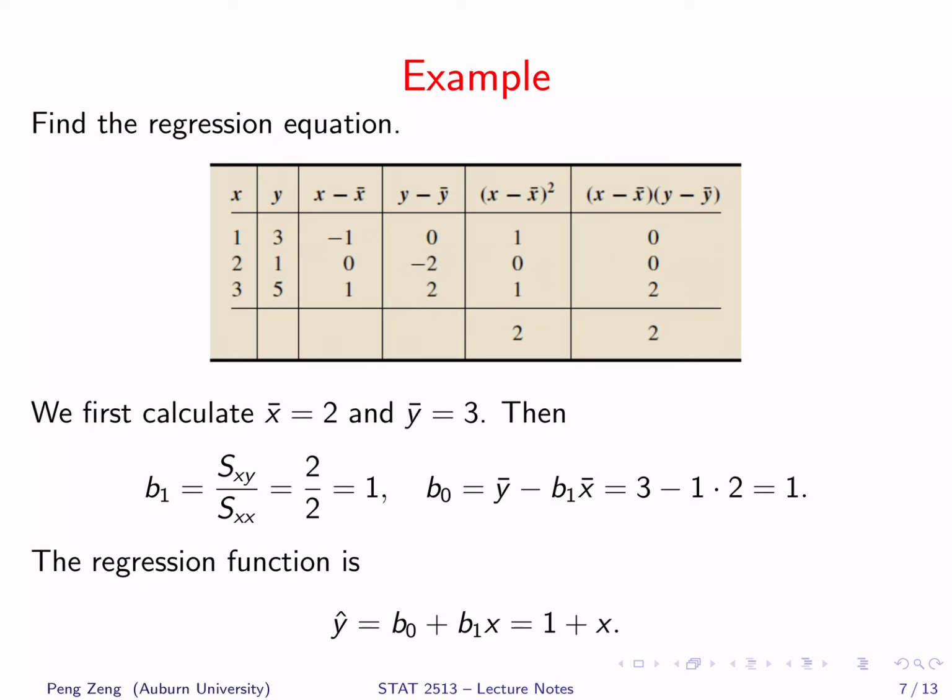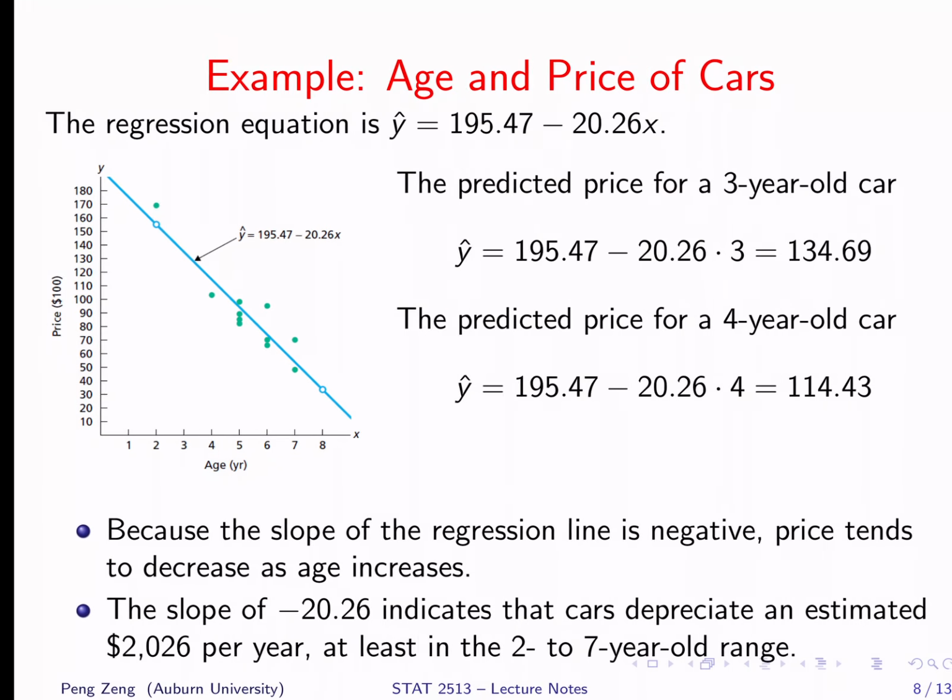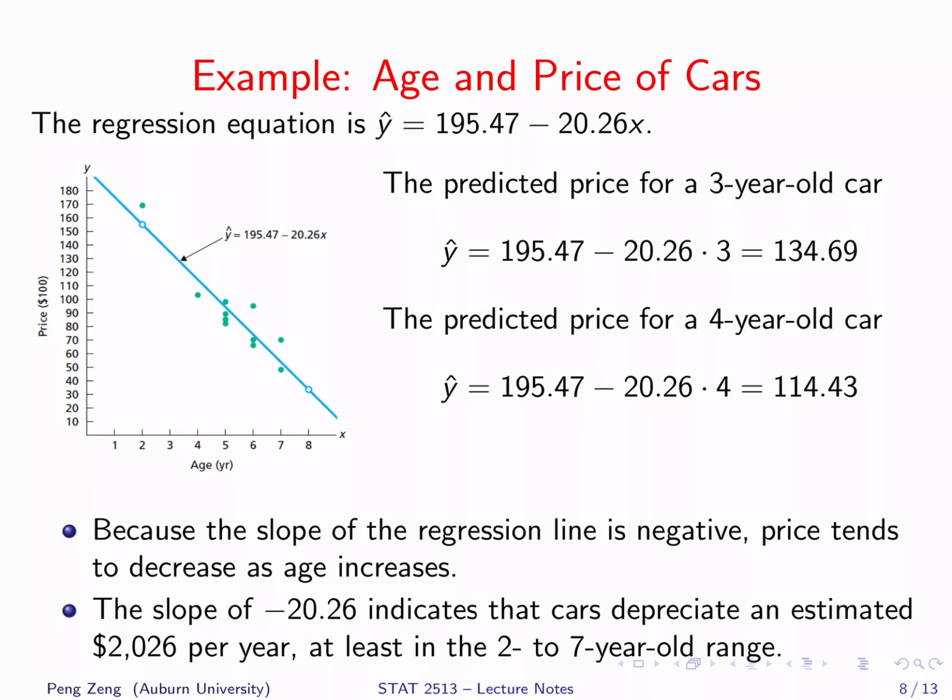It is the line B in the previous slide. In practice, we seldom calculate a regression equation by hand. In most cases, we will use software such as Excel to calculate it. In the example of age and price of cars, suppose that we calculated the regression equation using Excel. The regression equation is y hat equals 195.47 minus 20.26x. We can use this regression equation to predict the price of a car if we know its age.